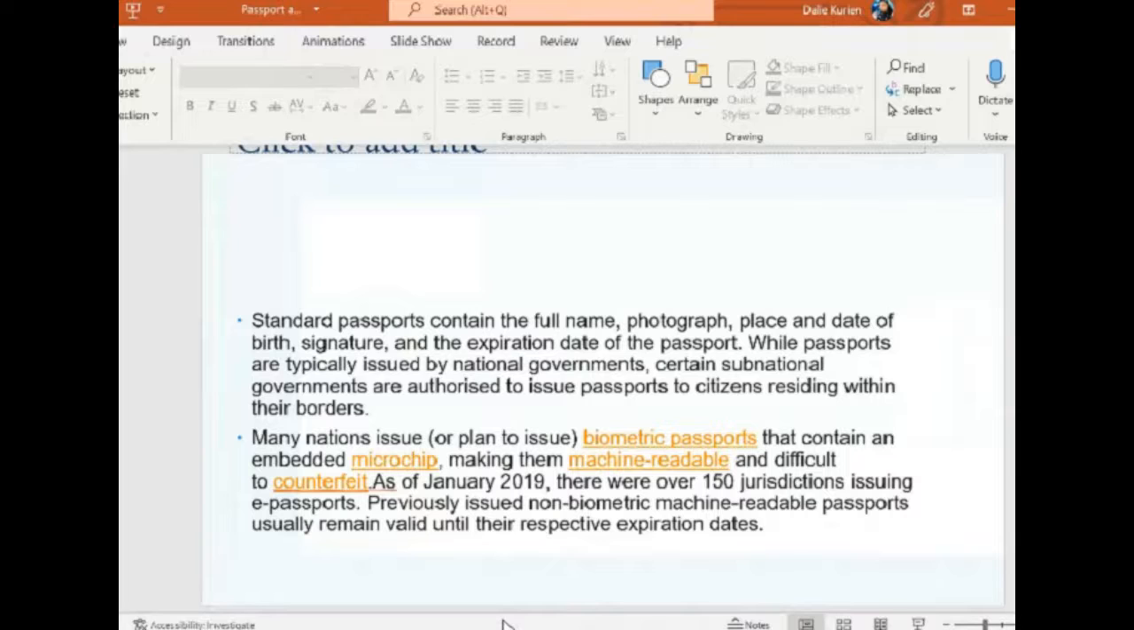Many countries issue biometric passports, which are embedded with a microchip. Your entire detail is stored for immigration, making them machine readable and difficult to counterfeit. As of 2019, there were over 150 jurisdictions issuing e-passports, embedded with microchips. Previously, we were using non-biometric machine-readable passports, our normal passports, which are not e-passports. Most people still have them, and e-passports have not yet come to India. So we are still following the old passport production.